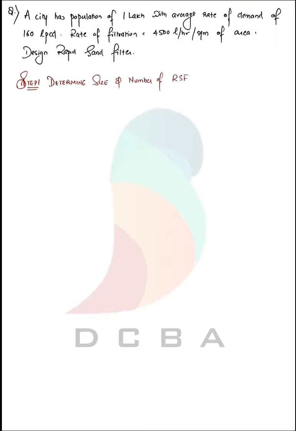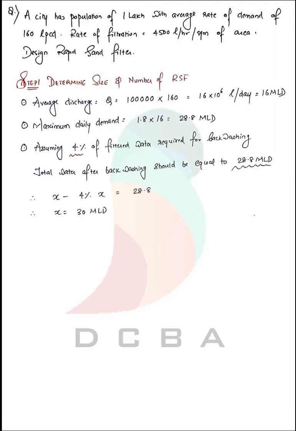We have been given the population to be 1 lakh, correct? So the average discharge has to be 1 lakh into 160, right? This 160 is LPCD. So 1 lakh is the population, and if you multiply by 160 you will get 16 into 10 raised to 6 liters per day, that is equal to 16 million liters per day, correct? Now this is the average daily demand.